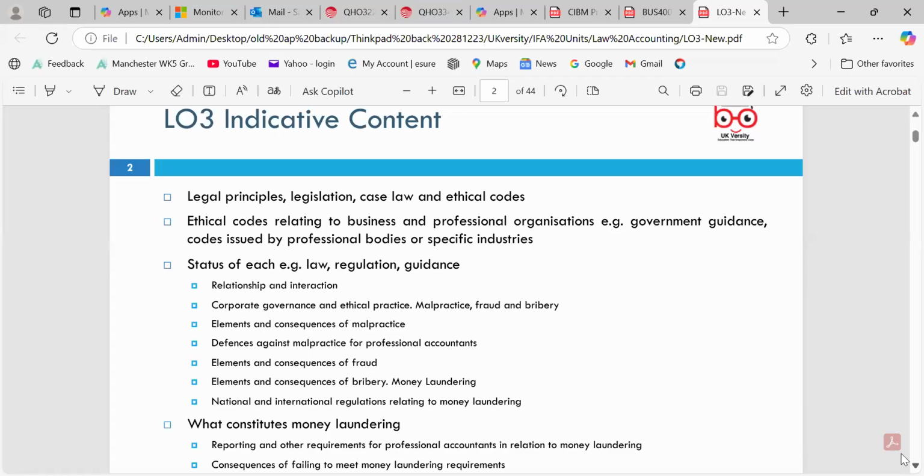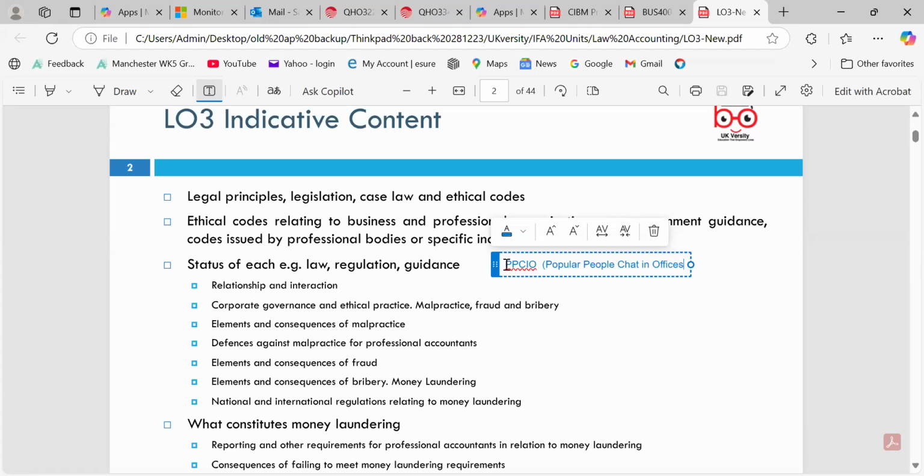So legal principle, legislation, case law: UK law is based a lot on case law. For the ethical code of conduct, we'll discuss the 5 professional codes of ethics. To remember them easily, we can use the word PPCIO, which stands for popular people chat in office. The first P is professional behavior.